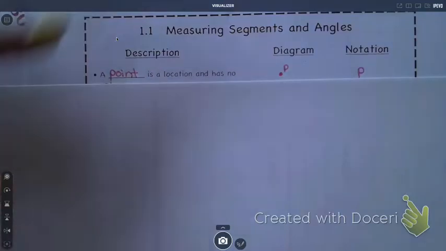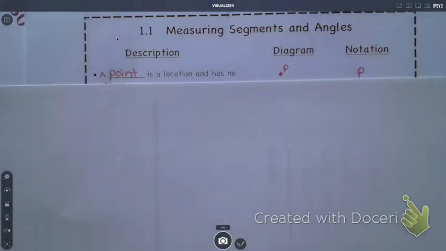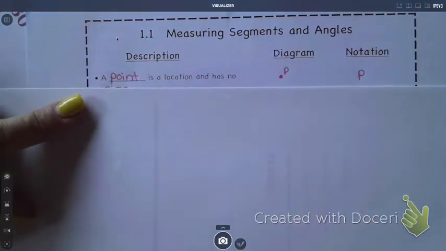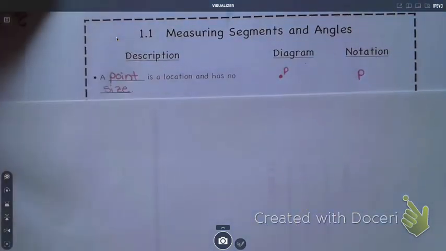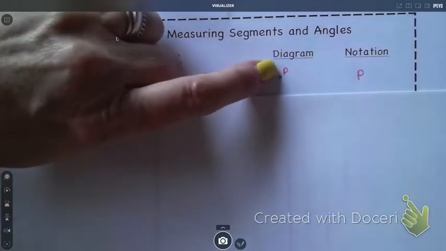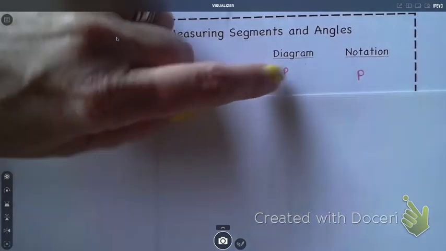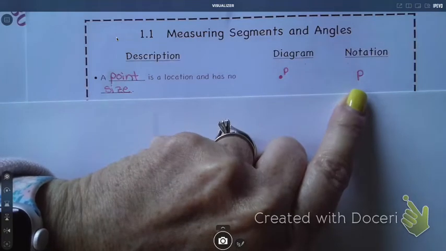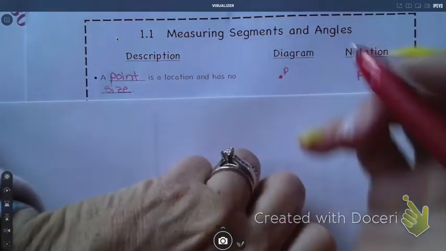So we are on 1-1, measuring segments and angles. A point is a location and has no size. A point is a location. It has no sides. A diagram of that is a point with a P. Notation, which means how we write it on our paper, we would say point P.